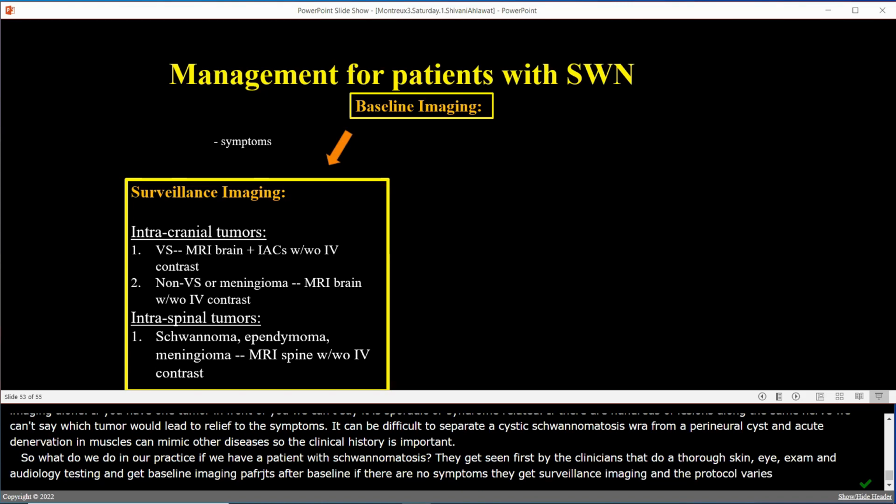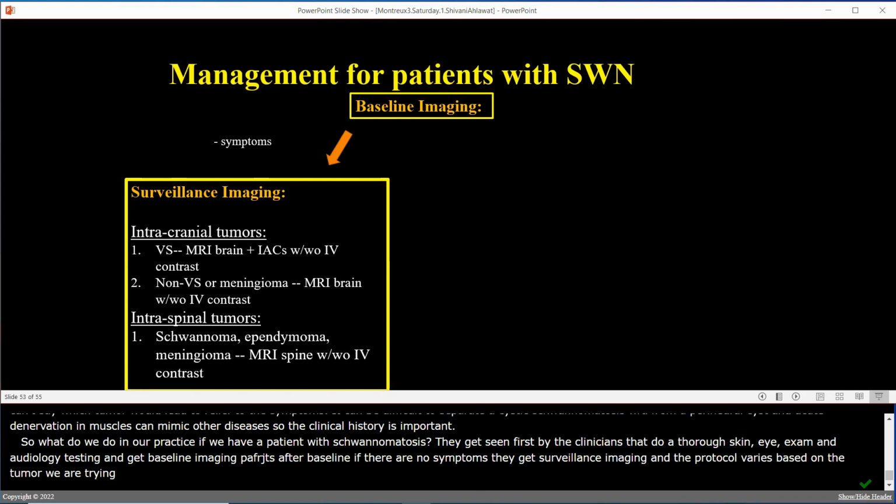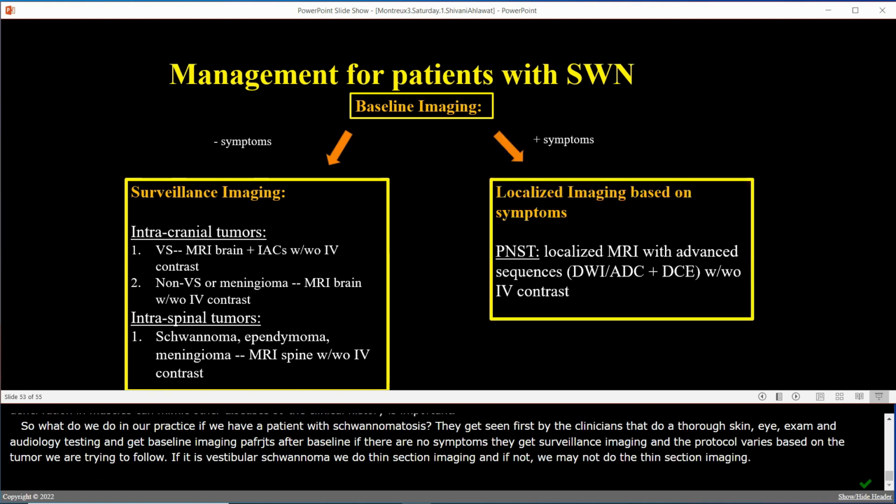So if it's a vestibular schwannoma, we will do thin section imaging. And if it's not, if it's a meningioma alone, we may not do thin section imaging. We tend to always give contrast. And if there are symptoms, then we localize the imaging to where the symptoms are. If they're in the arm, we will only do an arm.